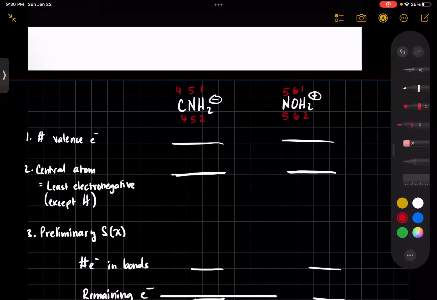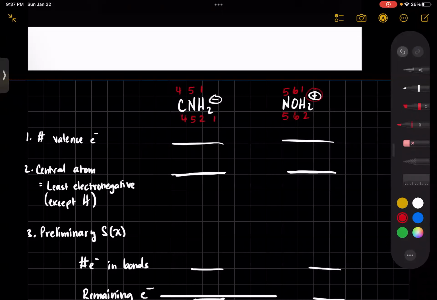Now, what about these charges? Recall that each negative charge corresponds to an extra valence electron. So if I have a 1 minus charge, I have to add on 1 extra electron. If I have a 2 minus charge, I have to add on 2. So here I'm going to add on 1, and so this is going to be 1 extra valence electron.